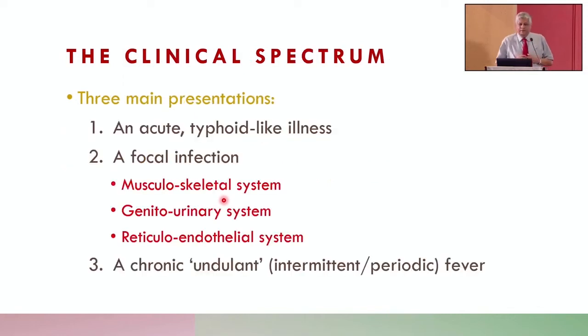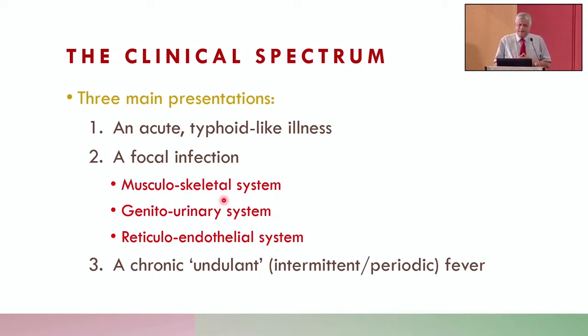Now, the clinical spectrum in human beings: there are three main presentations, although some textbooks say we should not try to divide them into clinical presentations like this. I personally think, at least for the sake of understanding and remembering, it might be easier to think of them as categories. So the three main categories are: you can get an acute typhoid-like illness, or second, a focal infection, that is fever plus a focal infection, especially of the musculoskeletal system, the genitourinary system or the reticuloendothelial system. The most frequent is the musculoskeletal system. And the third presentation would be a chronic fever.